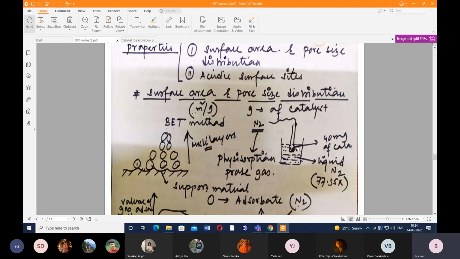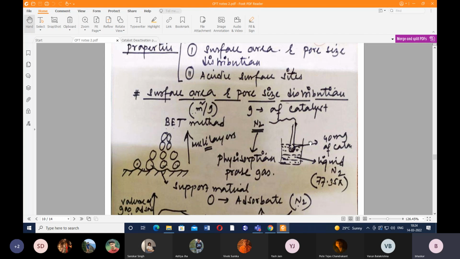Now the question comes, why do we need to use liquid nitrogen here? We all know that liquid nitrogen has a very low temperature, around 77.35 Kelvin, and adsorption is facilitated at low temperature. This method, BET surface area and pore size distribution analysis, is most of the time called the physisorption method. There are two different types of adsorption, one is physisorption, another one is chemisorption. Hopefully you have studied this in chemical reaction engineering. So this process is called the physisorption technique.